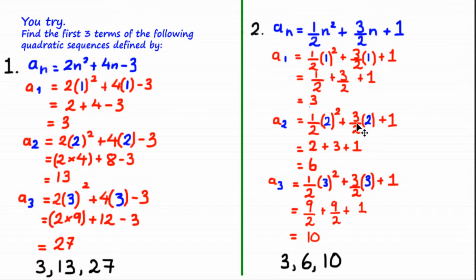You can use a calculator, or just do a bit of work with fractions. In this case, we won't get fractions because 2 squared is equal to 4. 4 divided by 2 is equal to 2, which gives us 2 here. And the 2's cancel here, giving us 3. But do practice with your fractions. Definitely do have a go with that. And when we plug in n is equal to 3, we get a value of 10. So our terms will be 3, 6, and 10.